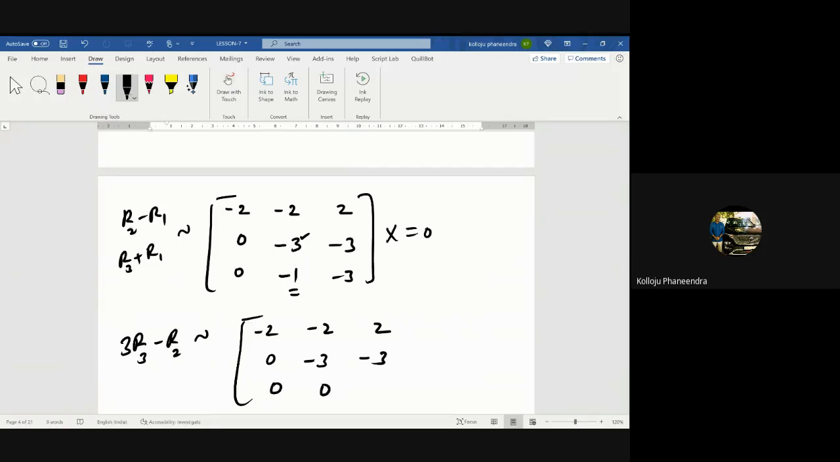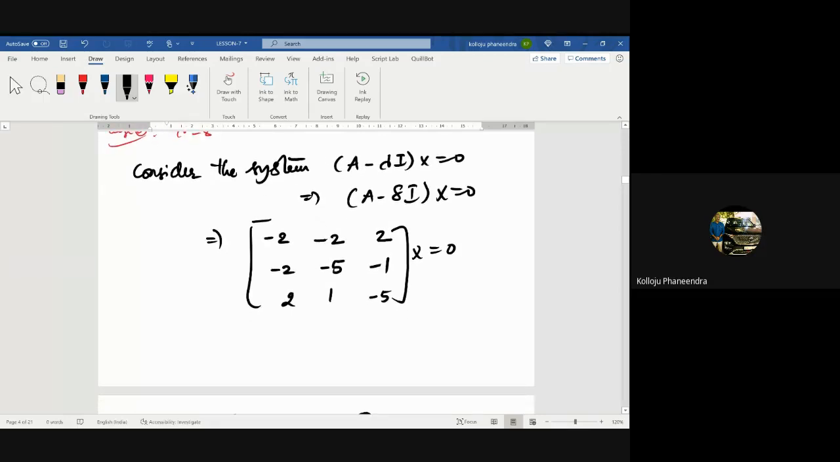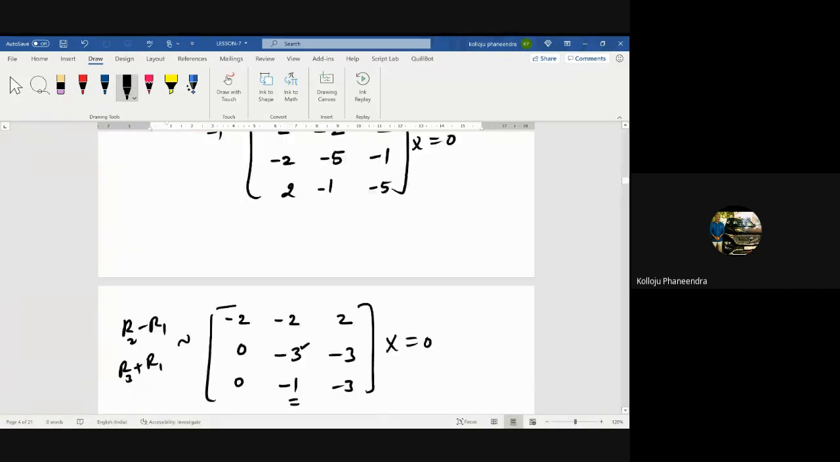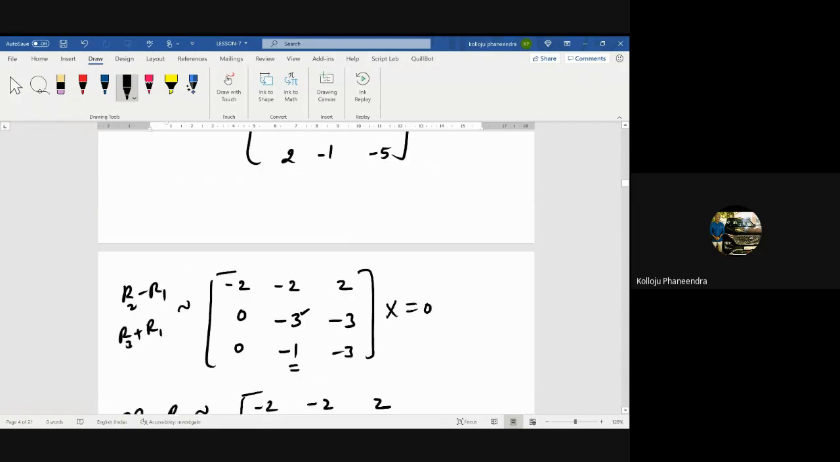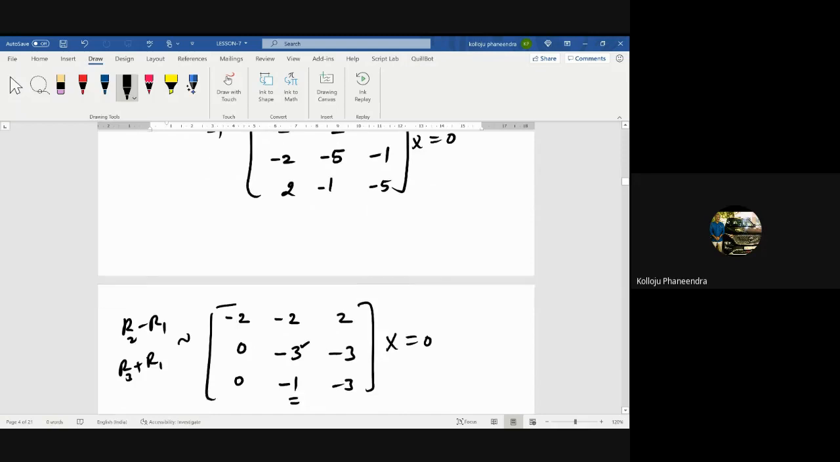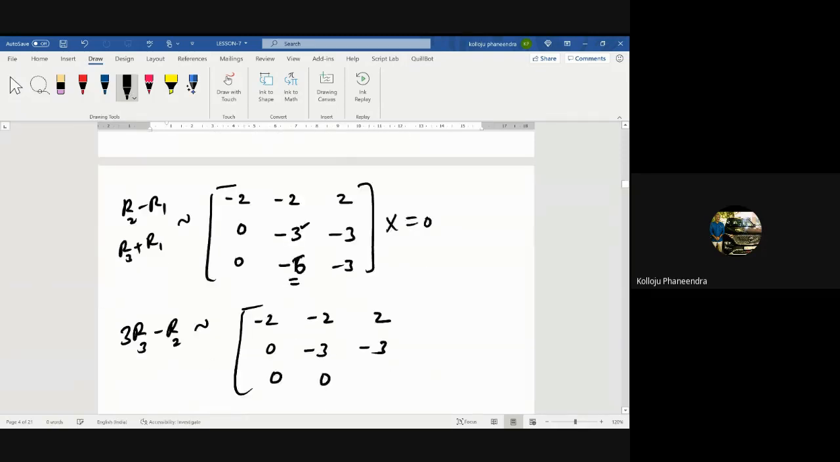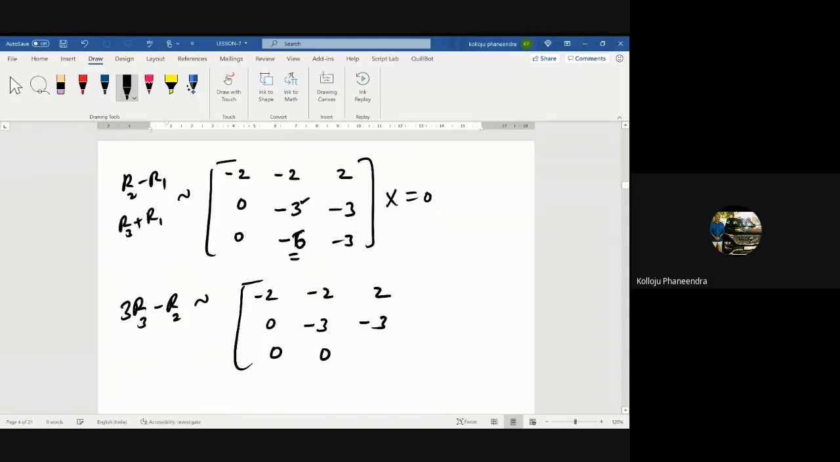Oh, some mistake is there. I made one mistake because definitely I have to get a 0 row. That's compulsory. Where is the mistake? 3 minus 8, 3 minus 8. This is negative 1. This is minus 1, right? Now this is minus 1, so minus 1 plus minus 5 is minus 6. See, one simple mistake.